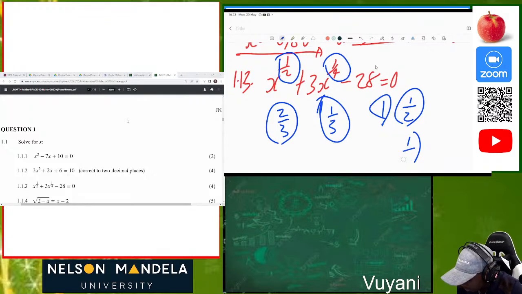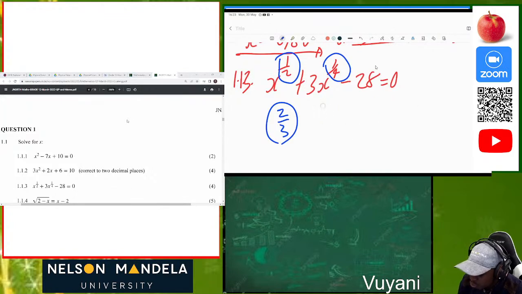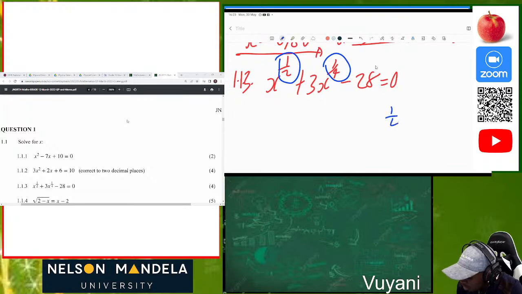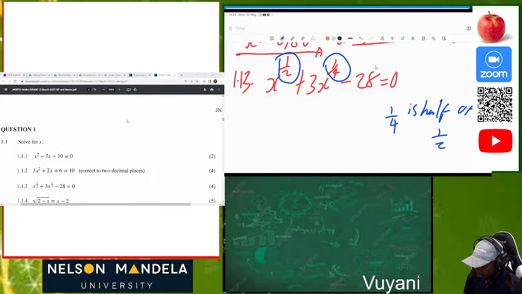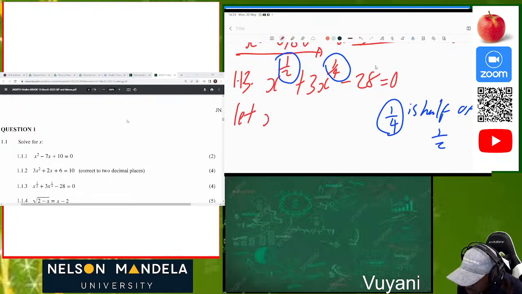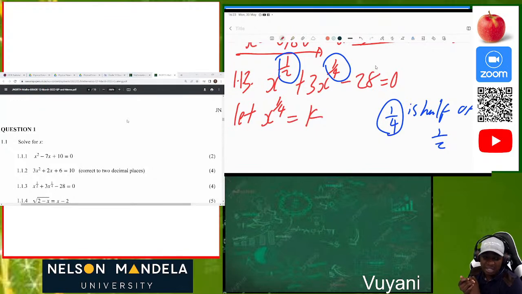So what is the relationship between 1 over 2 as well as 1 over 4? We know that 1 over 4 is half of 1 over 2. In other words, 1 over 2 is greater than 1 over 4. Now you take the smallest one, which in this case is 1 over 4. So you write, let x to the power 1 over 4 be equal to k. That's the first thing which you do. If you let it be equal to k, now everything is easy for you.